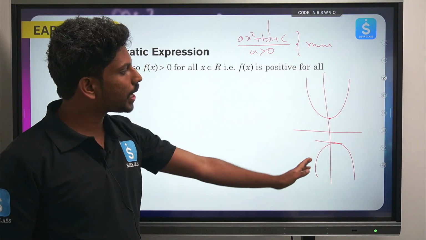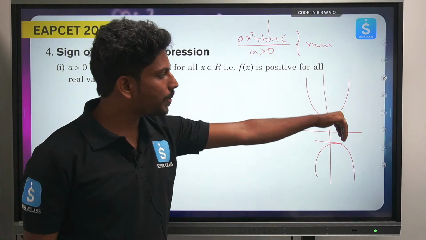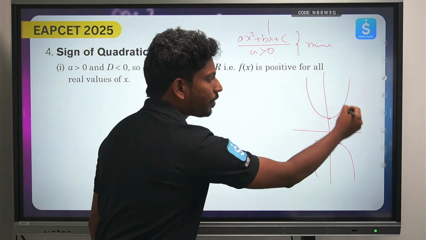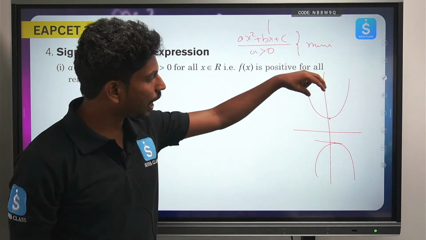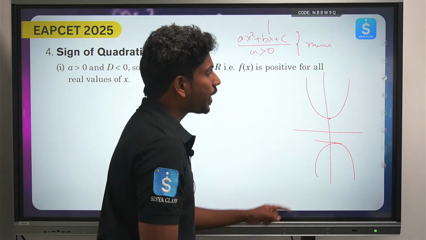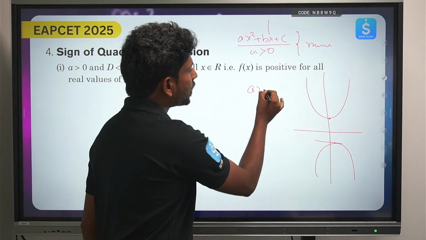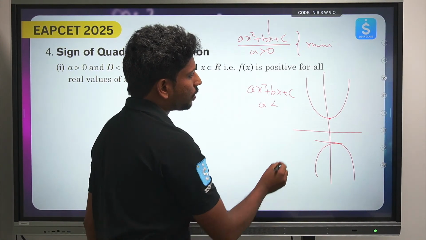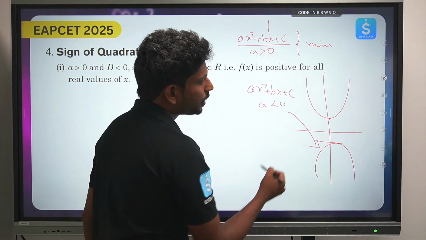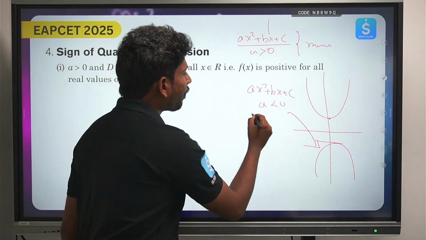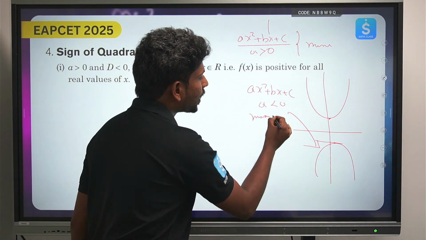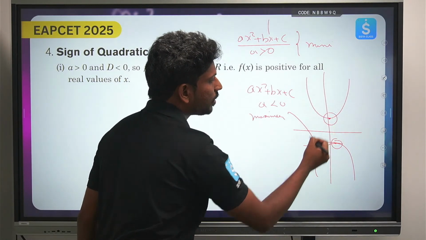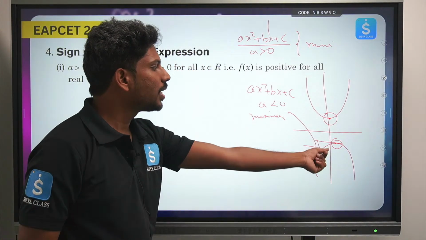But when you take a parabola ax square plus bx plus c, where a is less than 0, you will have a concave down parabola, where you will have only the maximum. So where does the maximum occur? It occurs at this peak. Here, this is the minimum. Okay, so this is the minimum, this is the maximum.